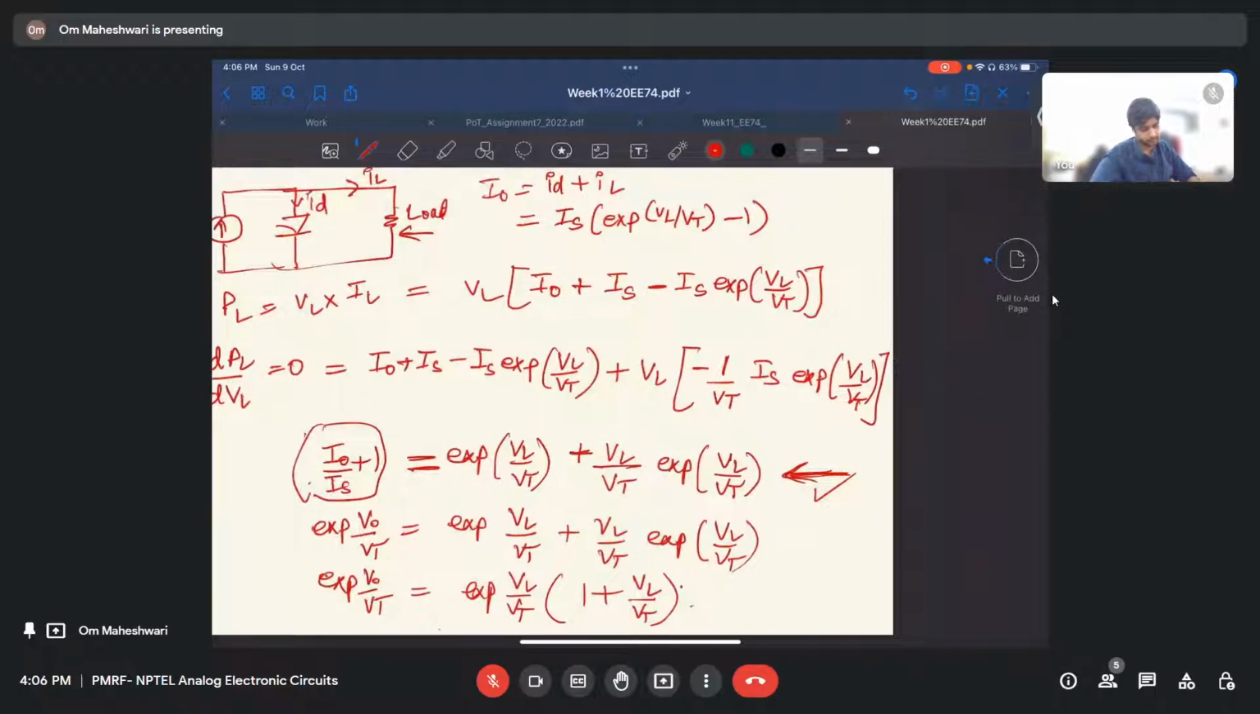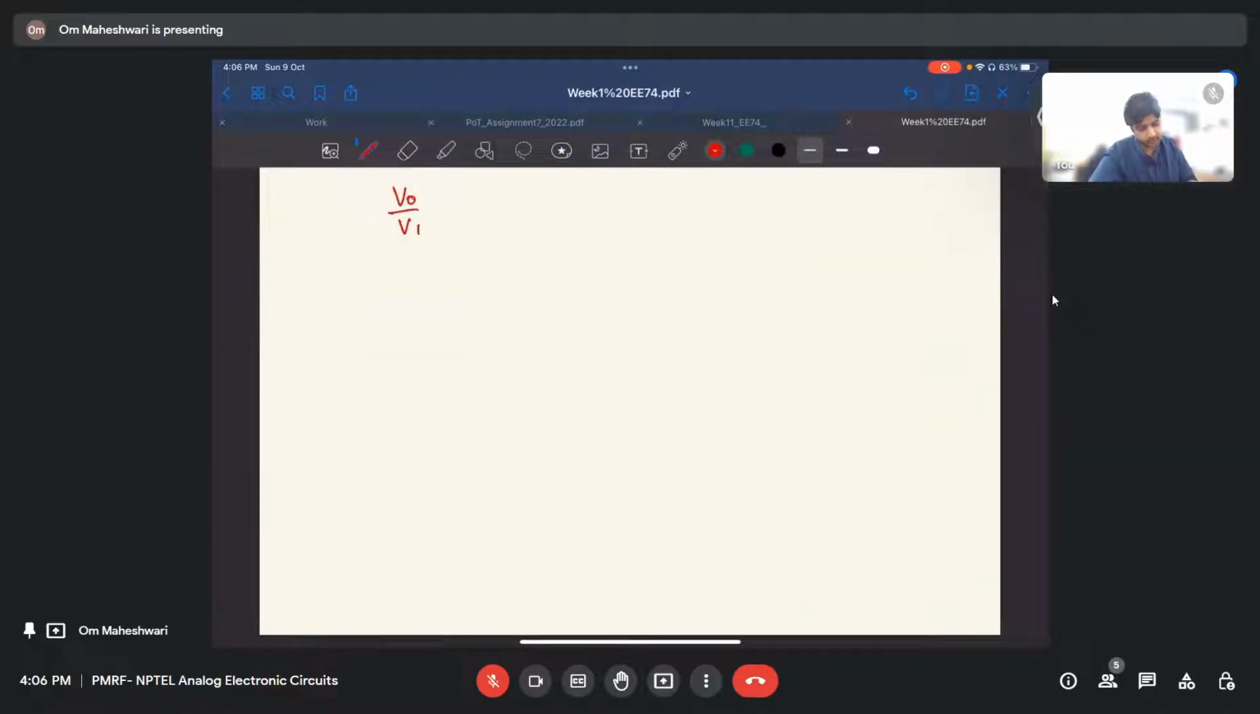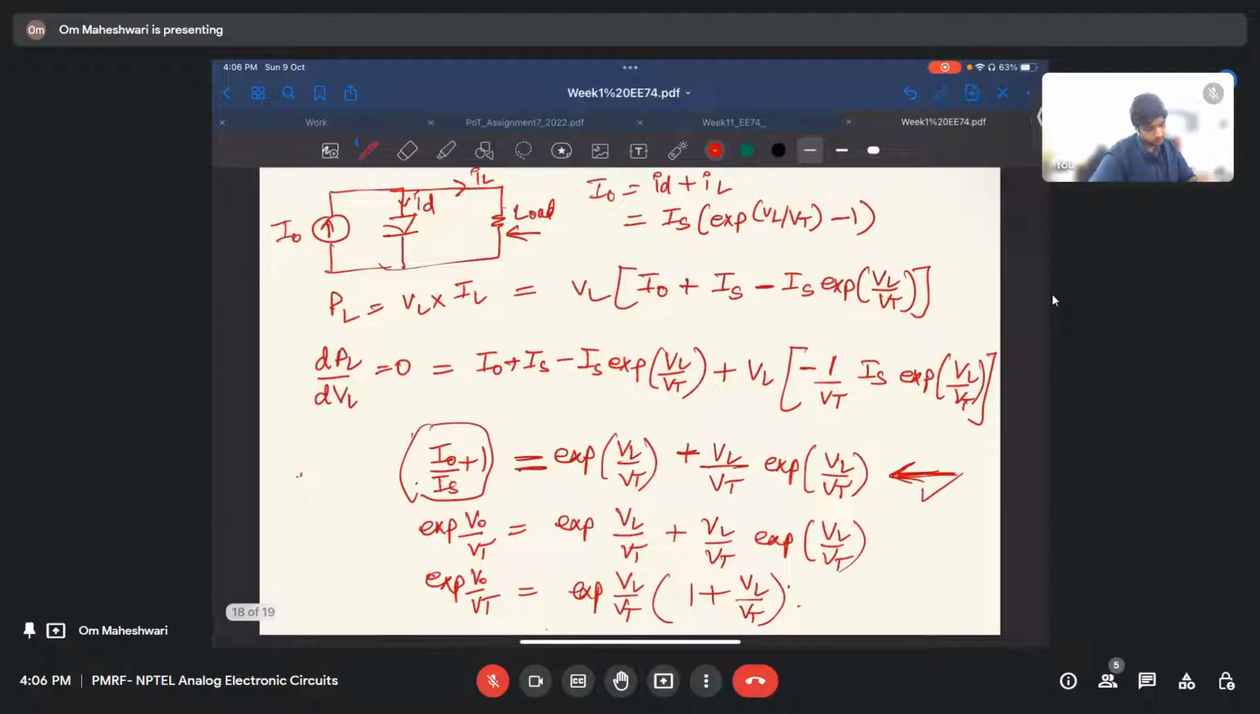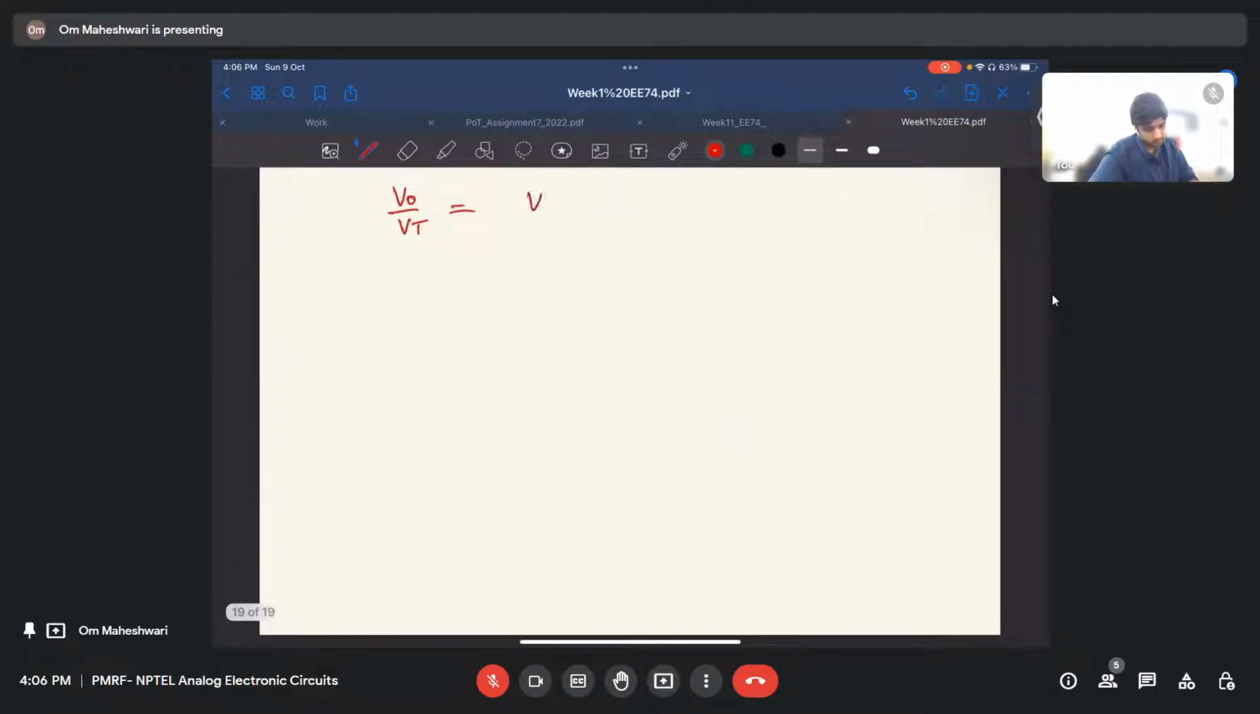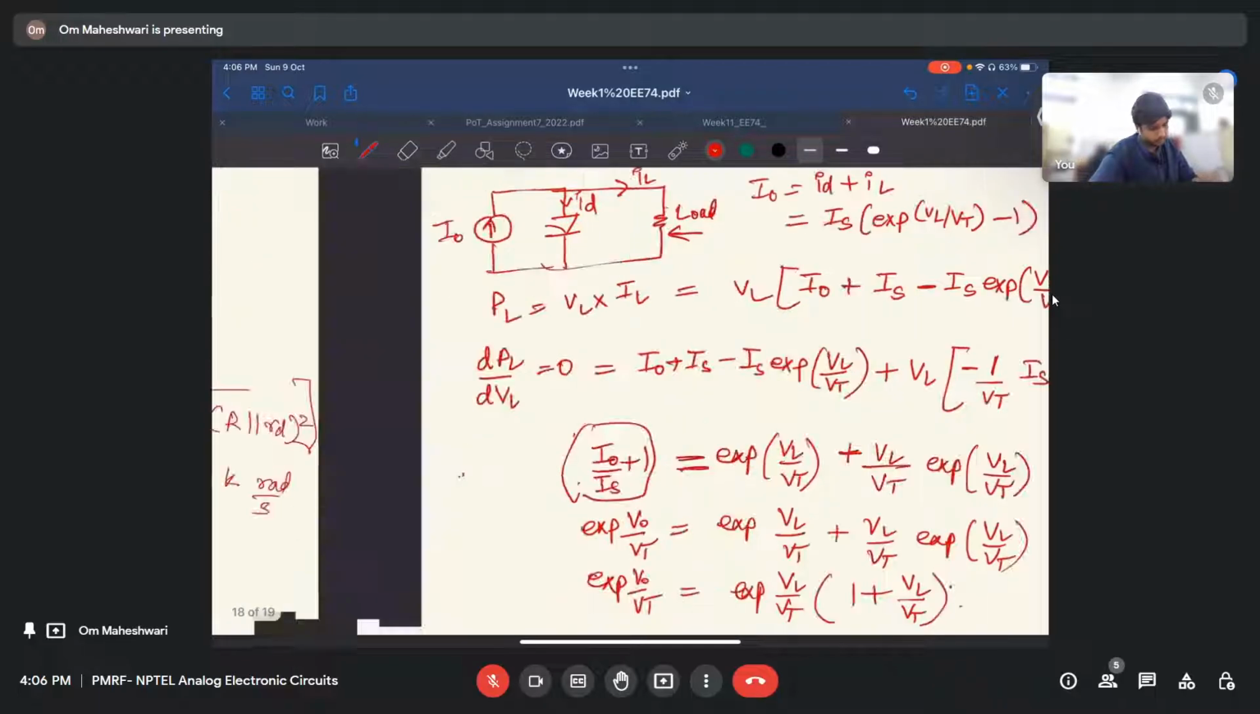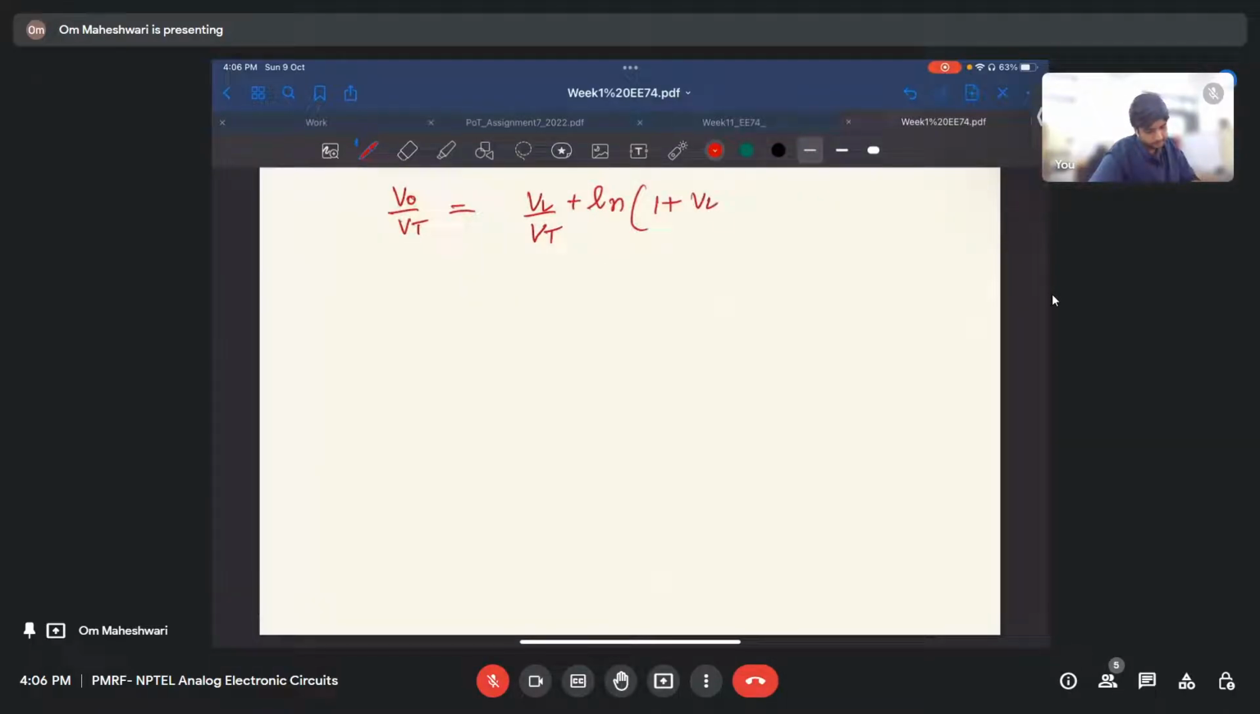So V0/VT = VL/VT + ln(1 + VL/VT). This is the equation that you are saying, right? Yes, sir. Okay, this equation is fine. Then what is the problem next? What were you not understanding?